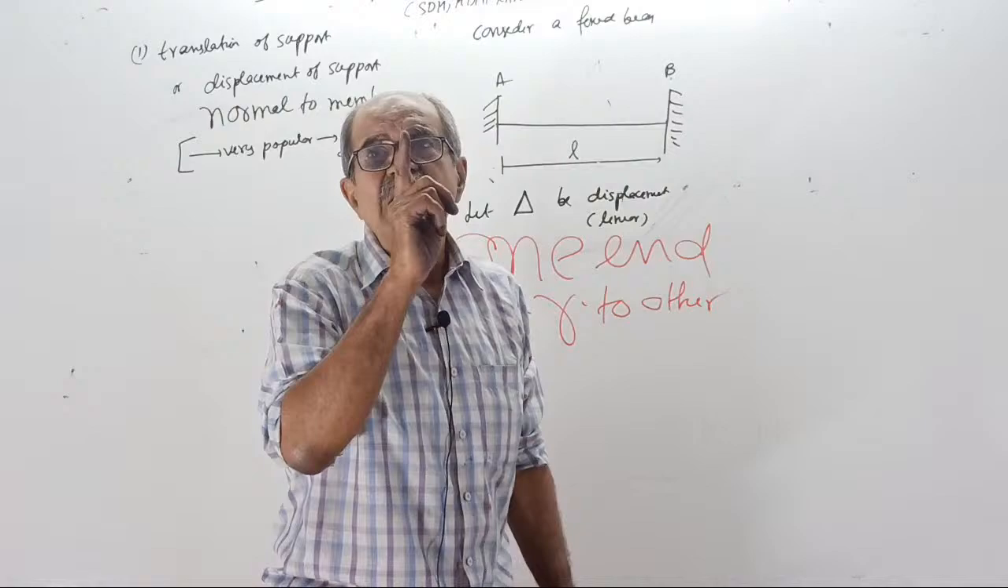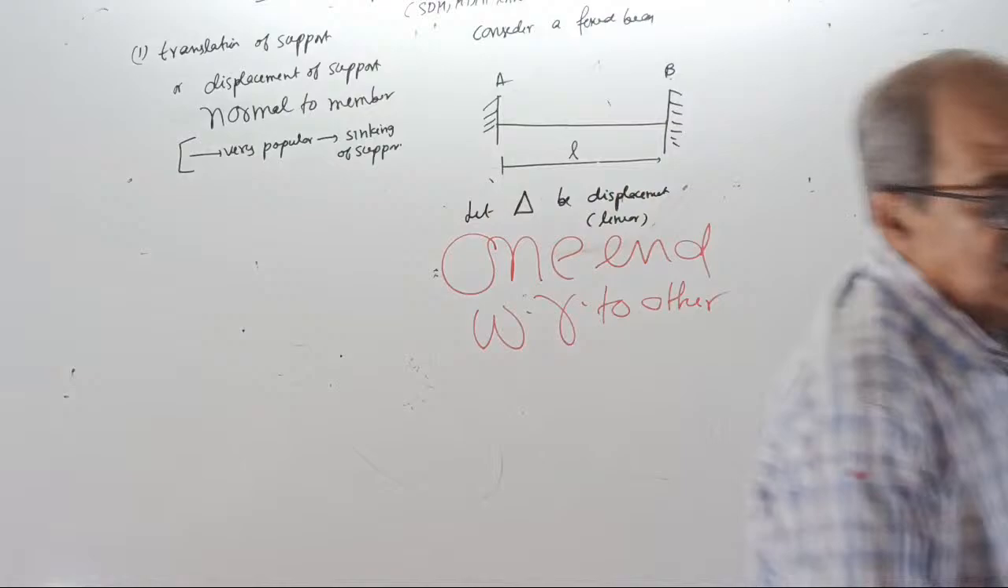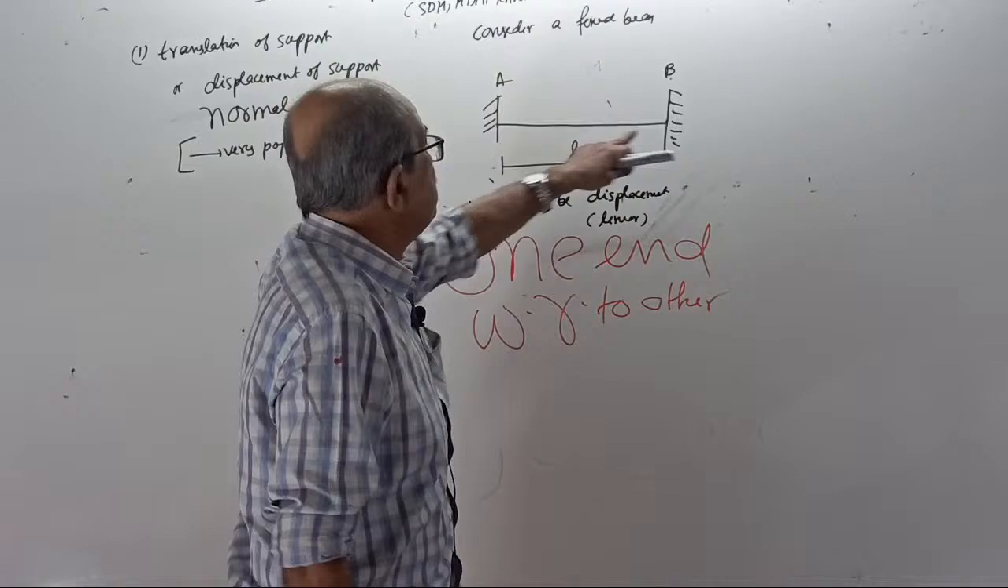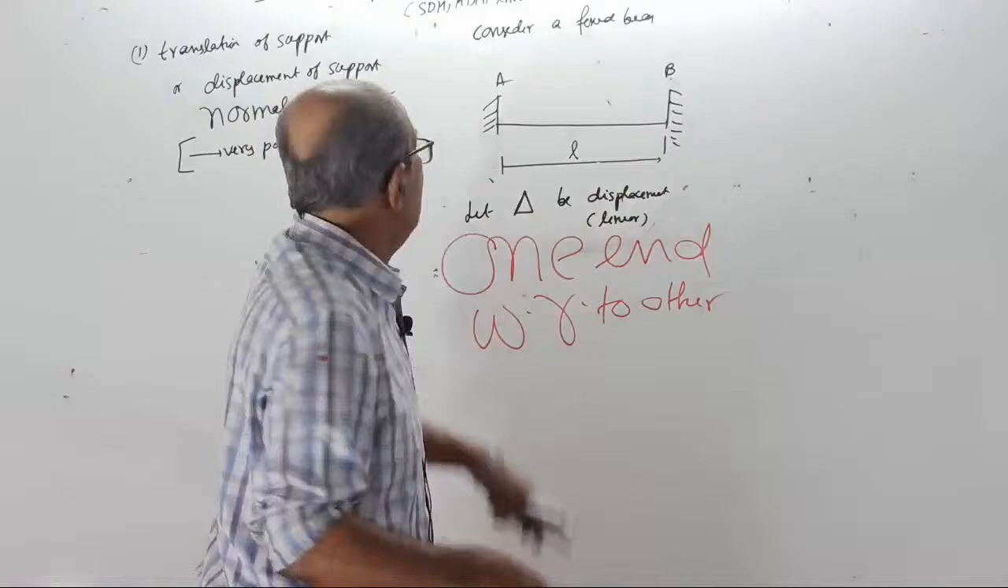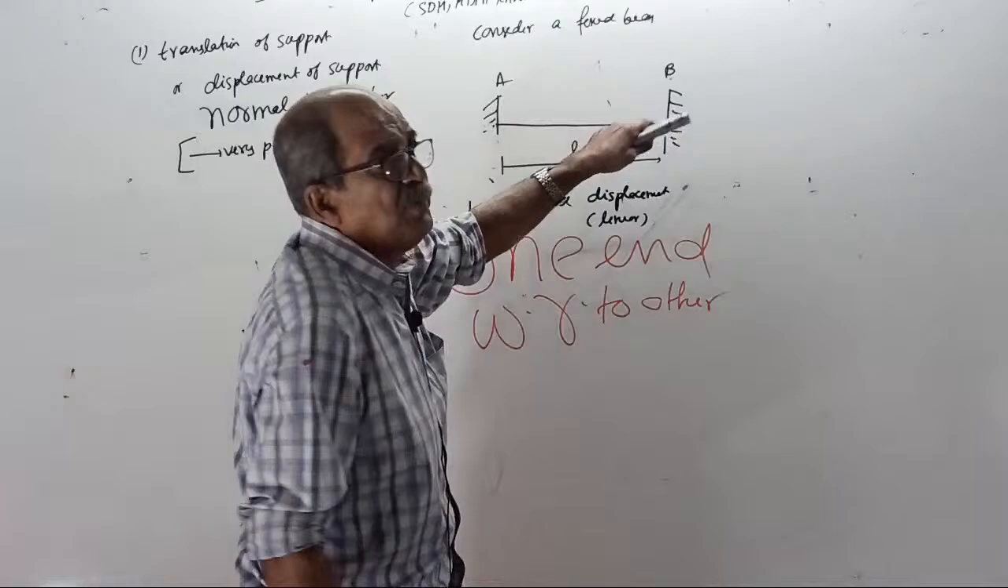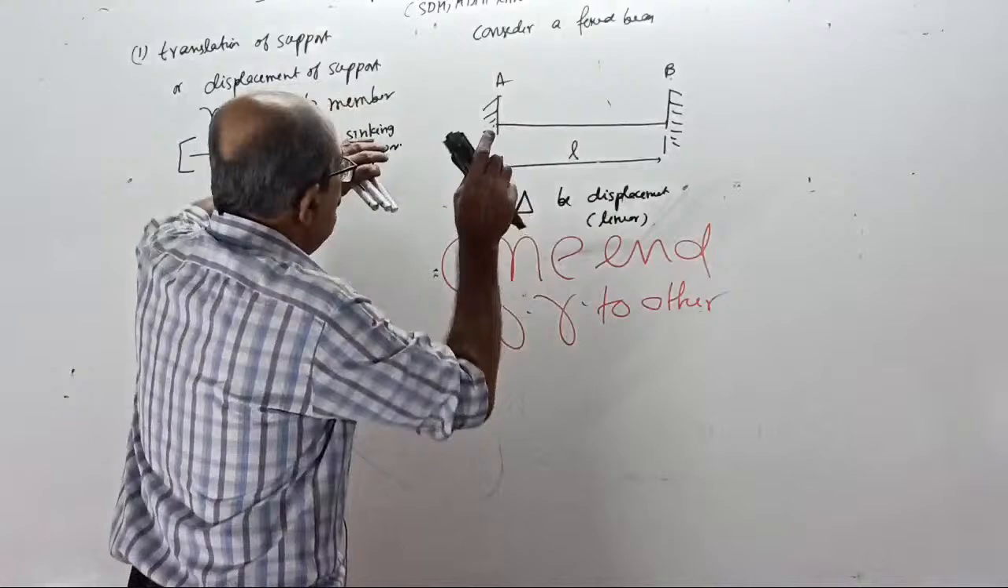Not right now. Sometimes support A sinks, sometimes support B sinks. Support A sinks, support B is not sinking. Or support A is not sinking, support B sinks. Support A comes down, support B goes up. Support A goes up, support B comes down. That is all I will tell you when I take an example. Right now, delta is displacement, linear.